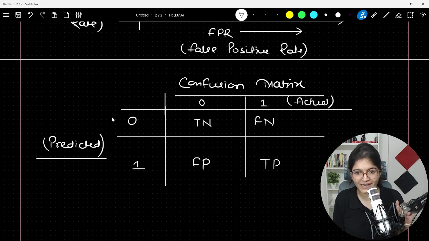The prediction says the value is 0, which means it belongs to the negative class, but it's a false negative case. Why? Because the actual is 1, but the predicted is 0. And similarly, in this case, actual is 0 and predicted is 1, so it belongs to the false positive case.